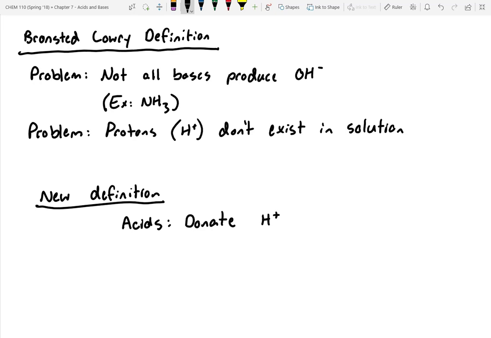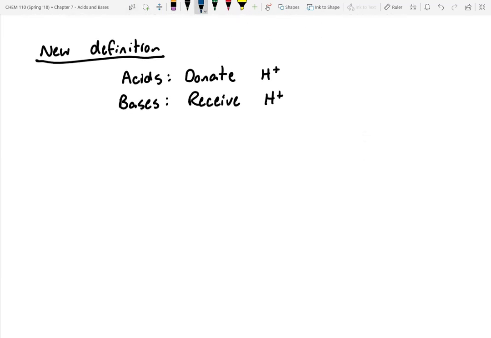And I'll describe what I mean by that, because like I said, protons don't exist in solution. Essentially, protons get handed off in solution. And then bases, on the other hand, receive protons. And the way I like describing this is using a track analogy. How many of you have participated in track? I'm assuming most people have seen relay races before, where you have a baton and you hand it off to the next runner. I like to imagine it as a relay race. The proton is handed off.